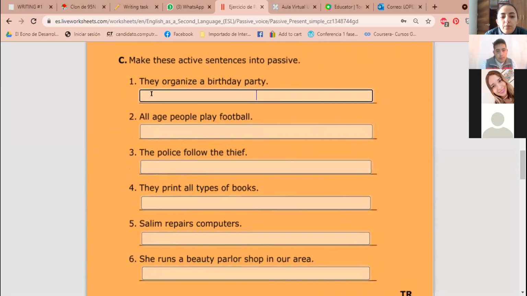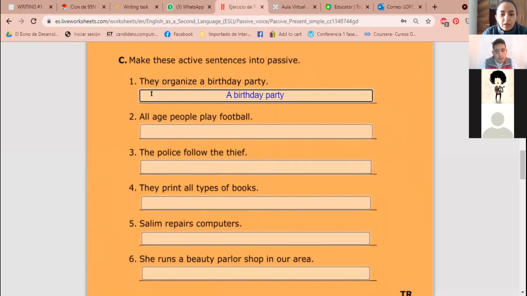¿Cómo nos quedaría, por ejemplo, la primera? They organized a birthday party. ¿Se acuerdan que teníamos que cambiar de lugares? The birthday party is organized by them. Ya les voy a mandar el screenshot. Them, exactly. So, a birthday party is organized by our teacher.